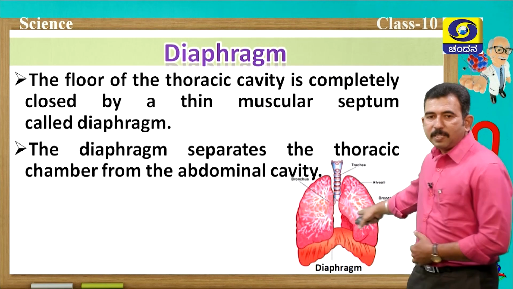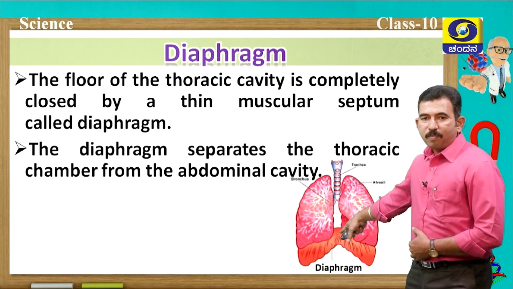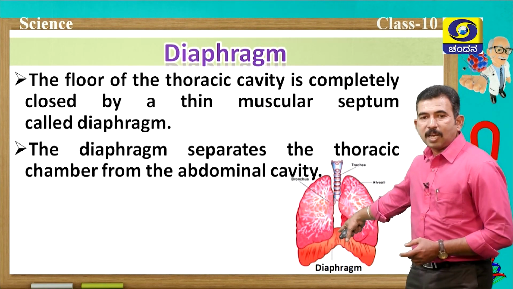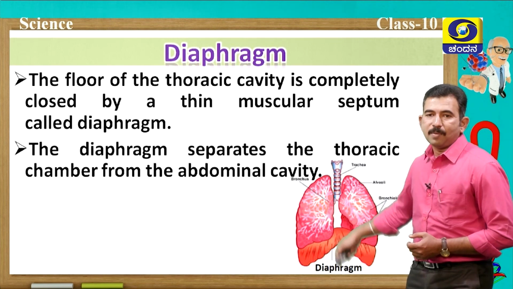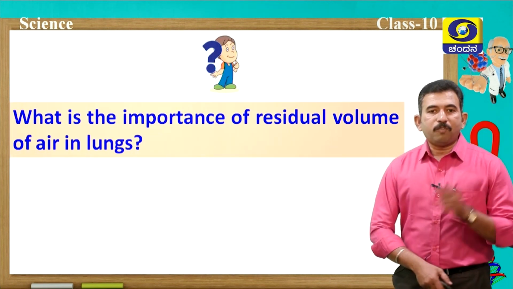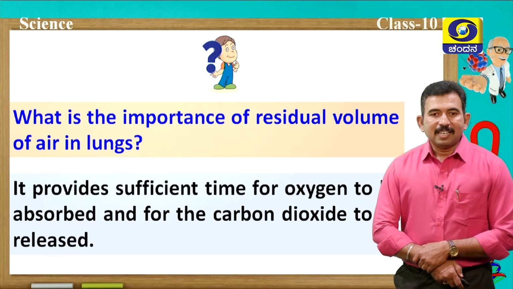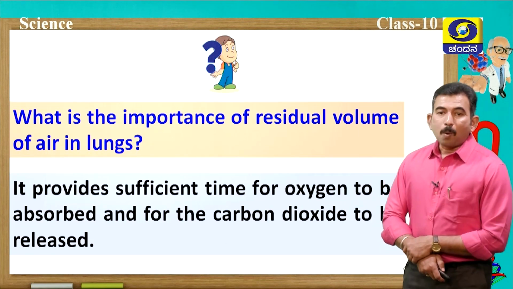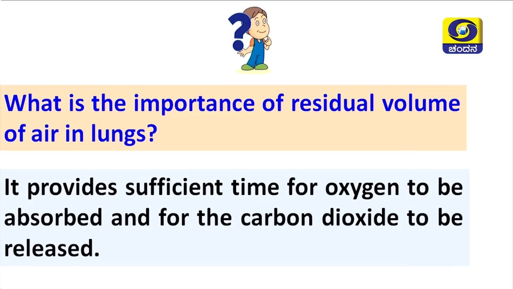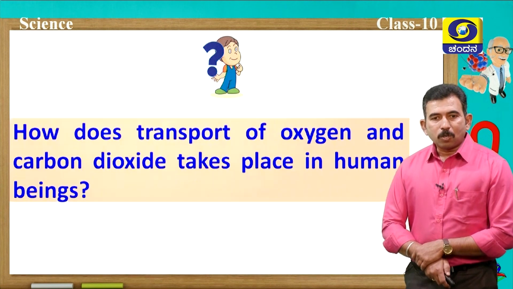You can see in this picture, this diaphragm separates the thoracic chamber from the abdominal cavity. Now one question for you students, what is the importance of residual volume of air in lungs? Yes, you are right. It provides sufficient time for the oxygen to be absorbed and for the carbon dioxide to be released.